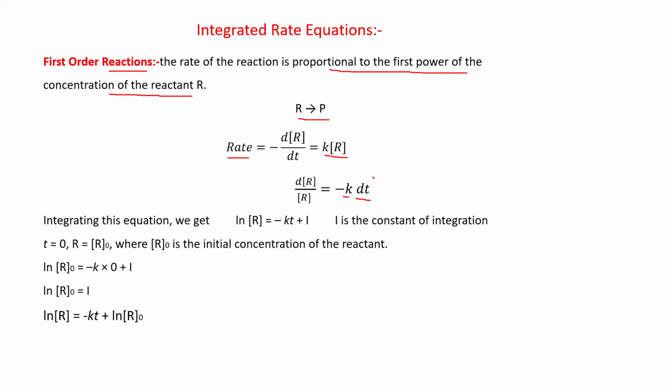Now again, if we integrate this equation on both sides, then we will get ln R is equal to minus kt plus I, where ln is the natural log and I is the constant of integration. To find the value of I, we can assume that when t is equal to 0, R is equal to R naught, that is the initial concentration. Put the value, then we find I is equal to ln R naught. If we put this value of I into this equation, then we will get ln R is equal to minus kt plus ln R naught.